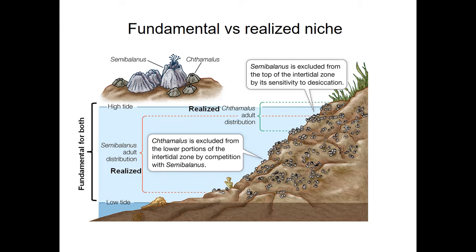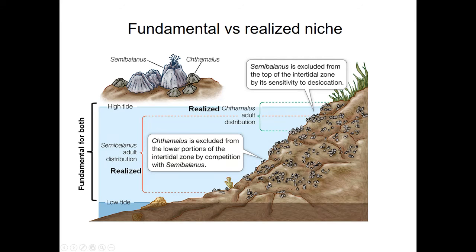So this image here is kind of the classic example of an experiment that looked at fundamental versus realized niches. What we have here are two species of barnacles. One of the species of barnacles has a sensitivity to desiccation. And so it basically doesn't like to be in an area where it would be more prone to desiccation, so it doesn't go into this very top area. It likes to be a little bit lower.